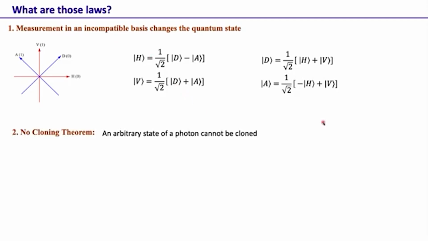The second law is what's called the no cloning theorem. This is a very powerful theorem. This says that an arbitrary state of a photon cannot be cloned, or an arbitrary quantum state cannot be cloned.